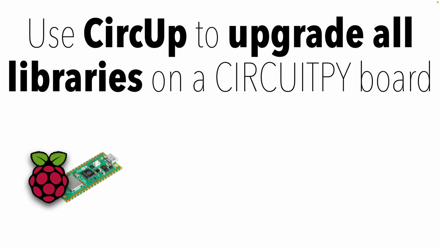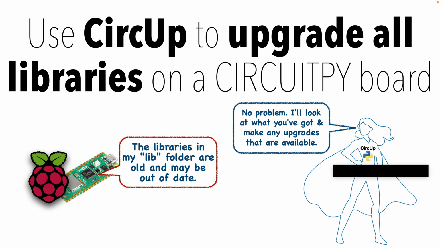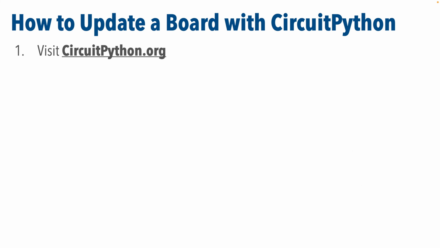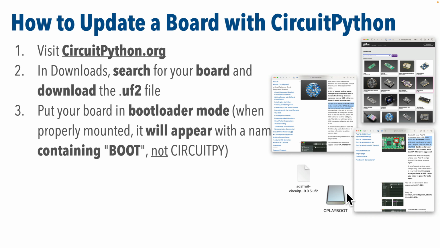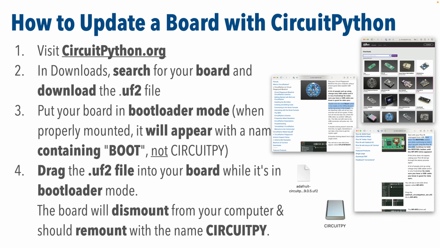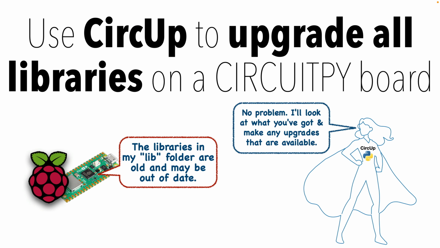Nice. Now this last example is for updating any libraries in your board's LIB folder, replacing them with newer versions if available. Now CircUp won't upgrade your CircuitPython version. You still have to go through the steps that we showed in an earlier lesson, where you visit circuitpython.org, download the UF2 file for your board, put your board in bootloader mode, and drag the UF2 file onto your board. But once you've upgraded CircuitPython, CircUp will take care of making sure that all of the libraries are up to date too. It's a huge time saver and only takes one command.